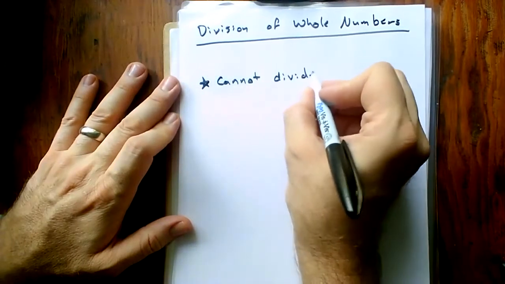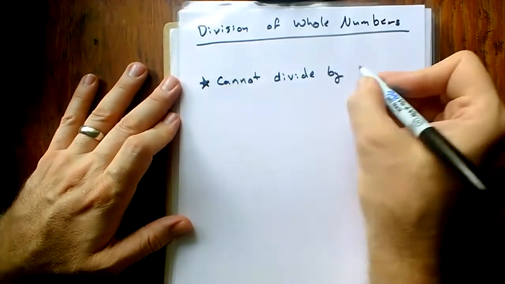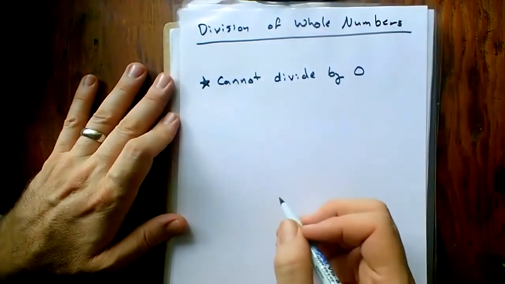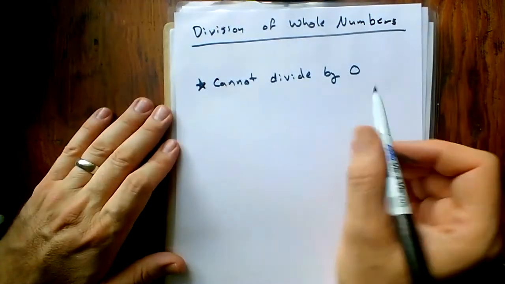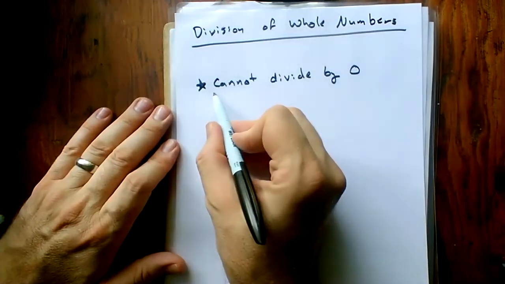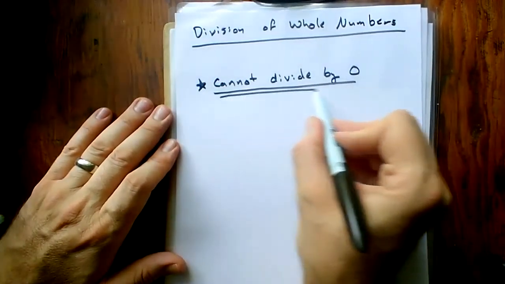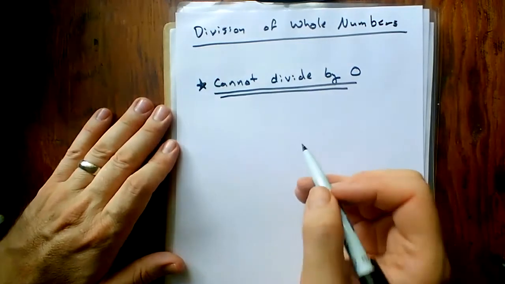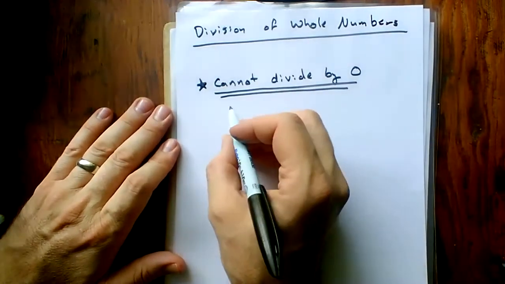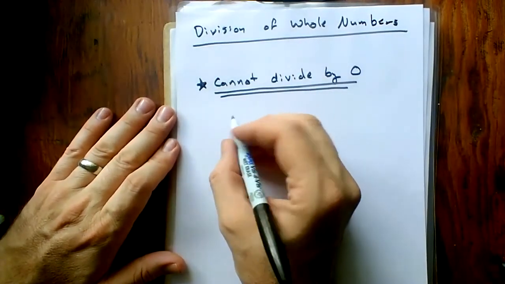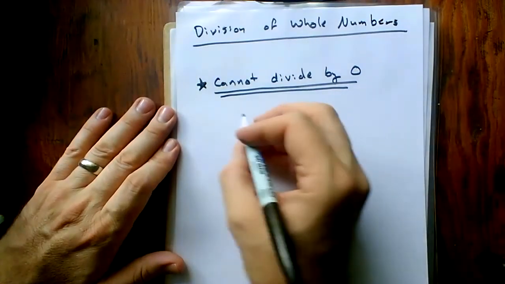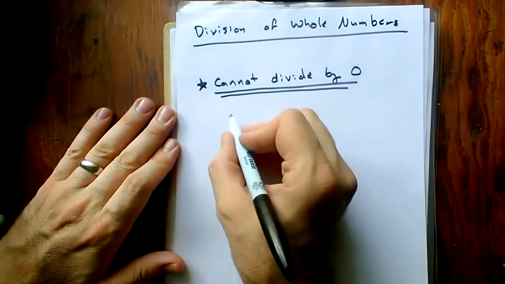You cannot divide by zero. This is one of the only hard and fast rules in mathematics. You cannot divide by zero. One of the ways that you can check a division is by multiplication.